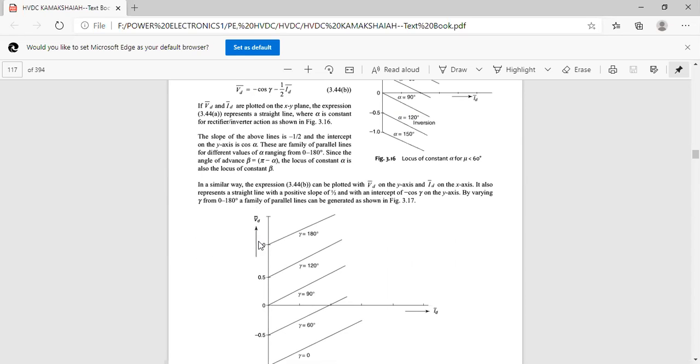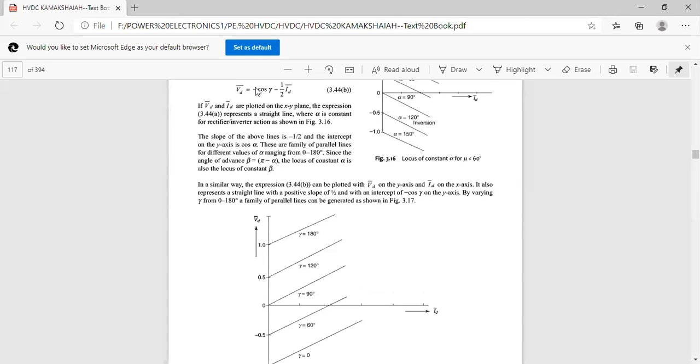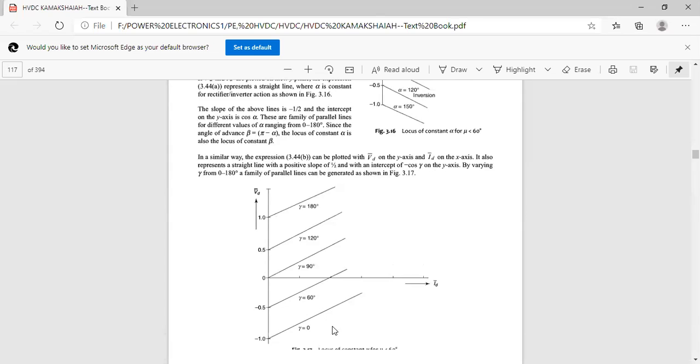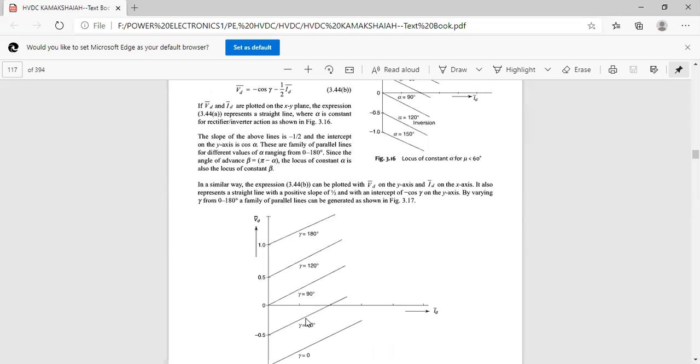But here minus is there. So your characteristic will start here, at minus 1. And the slope is negative. From the negative side, minus of minus will become a positive slope. So it is going in this direction. Next cos 60 is 0.5, but minus is there. It starts from minus 0.5.